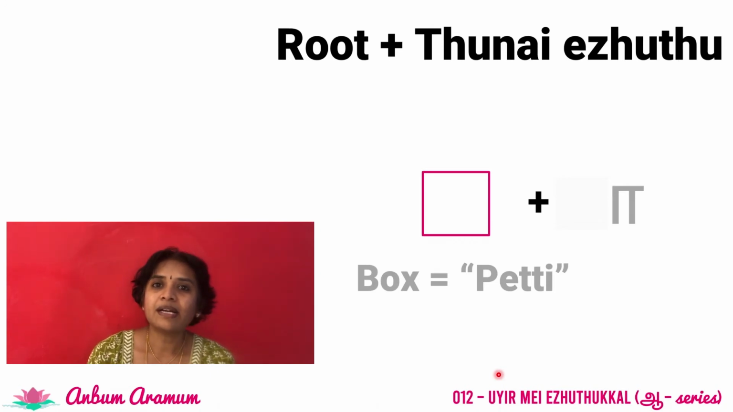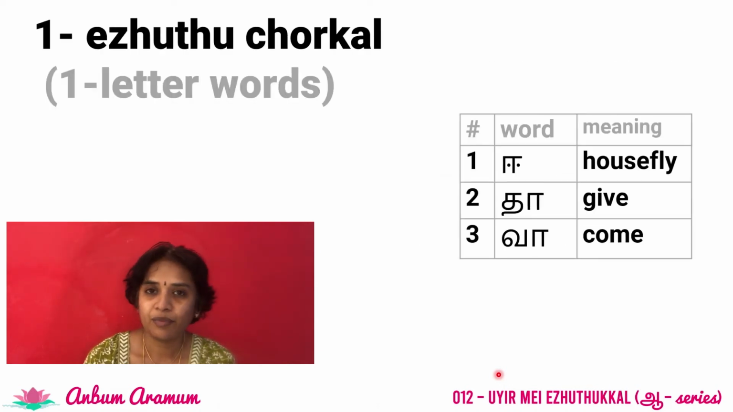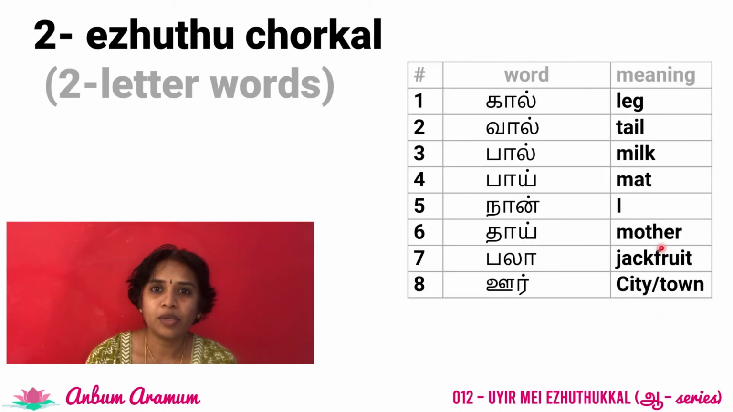So now that we have learned the kuril and the நெடில் a varisai உயிர்மெய் எழுத்துக்கள், let's try to read some simple words. We'll begin with the ஓர் எழுத்து ஒரு மொழி சொற்கள். The first word is e. The நெடில் e means housefly. The second word ta means give. The third word va means come. We'll move to the two letter words.